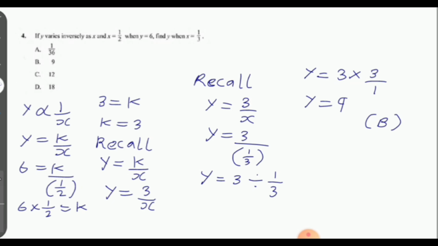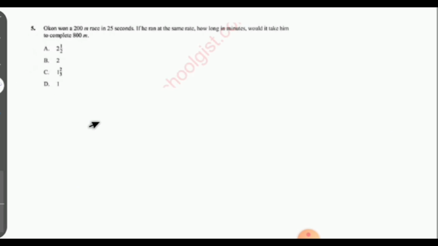Let's move to the next question. So our last question is a direct proportion question. Okay, so we said that Okon won a 200-meter race in 25 seconds. So since it's a direct proportion question, I will write it like this: 200 meter in 25 seconds equal to, then it says, how long in minutes will it take him to complete 800 meter? They said in minutes. So I'll first of all calculate it in seconds. So we'll say 800 meter in x seconds.